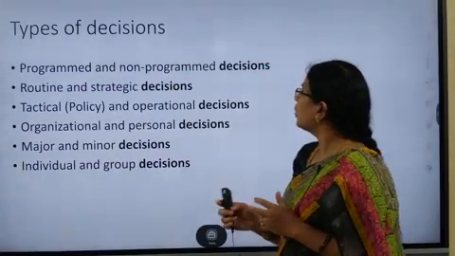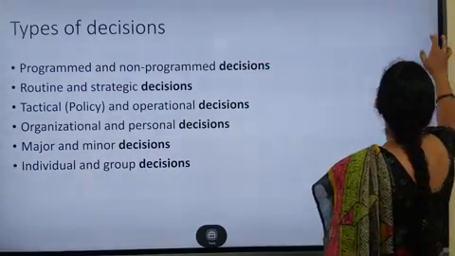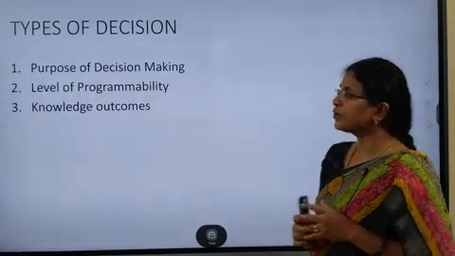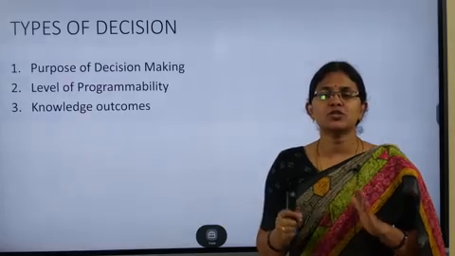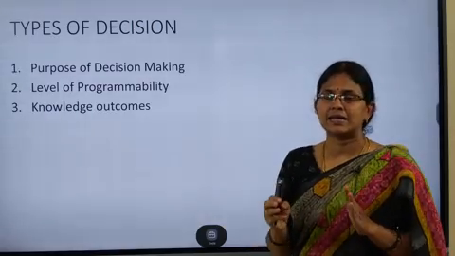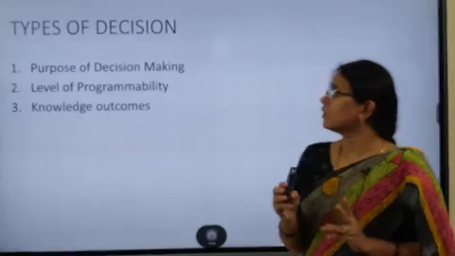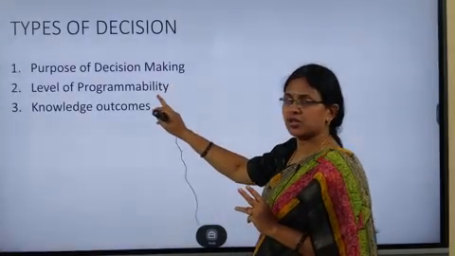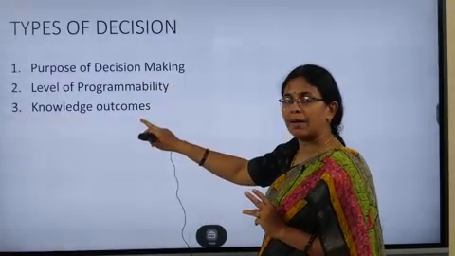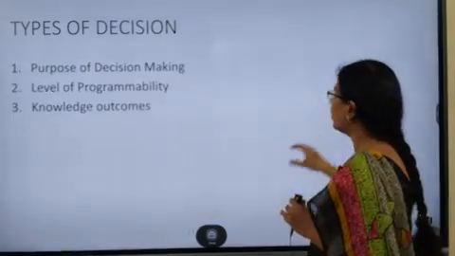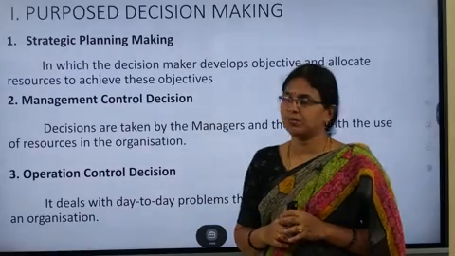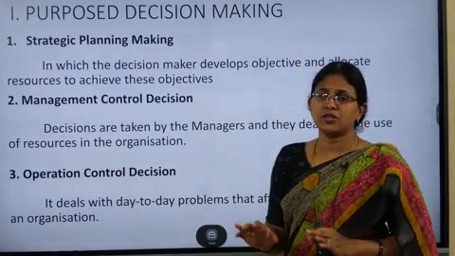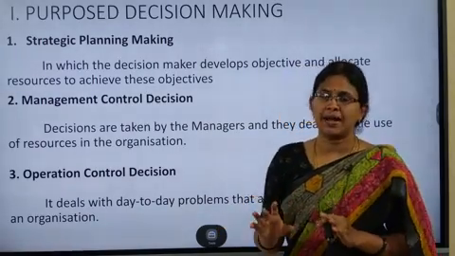Okay. So next we will go to types of decisions. Here the types of decisions are majorly categorized into three. First one, purpose of decision making. Second one, level of programmability. And third one, knowledge outcomes. So let's go for the first one, that is purpose of decision making. In this purpose of decision making, we have three subcategories.